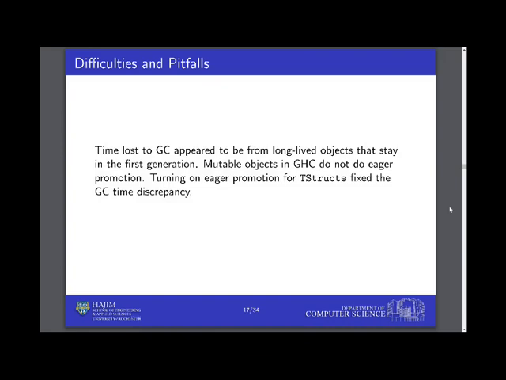And we looked into it more, and it looks like long-lived objects are staying in the first generation. And there's this choice in GHC that we just copied naively, that mutable objects are not subject to eager promotion. And I think that makes sense in the right context, but this is not the context where that makes sense. So we fixed that, and now we get the same GC time. So our performance increases quite a bit.